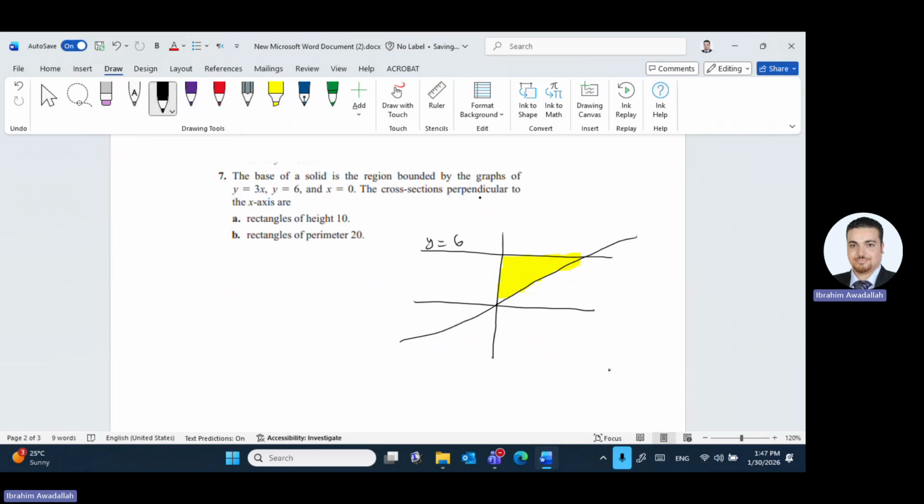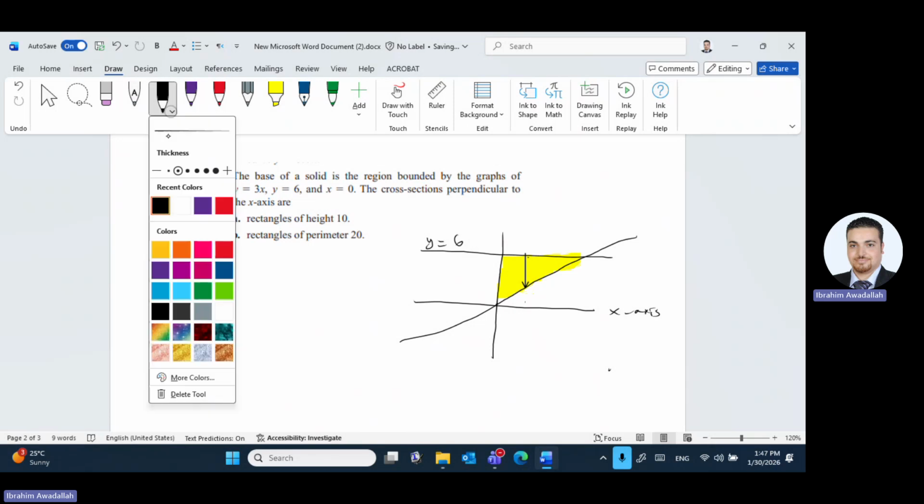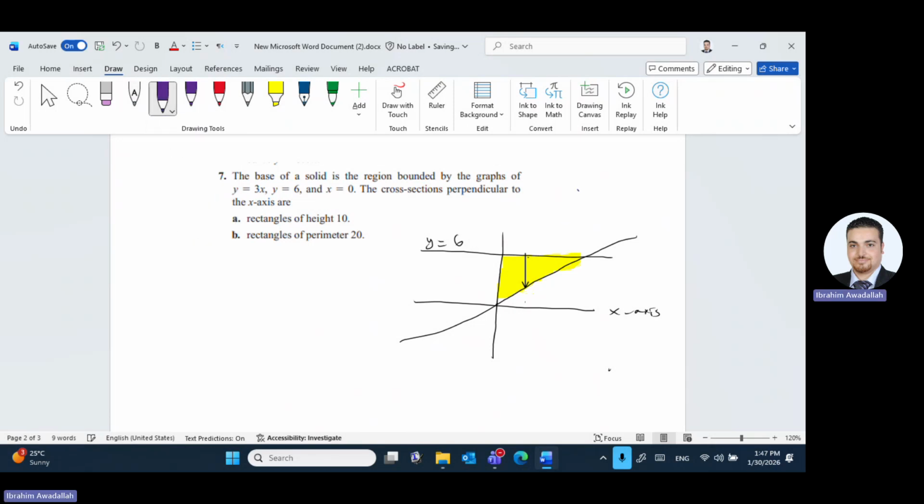Okay, the cross section perpendicular to the x-axis. This is the x-axis. Perpendicular to the x-axis means perpendicular at 90 degrees. One time I have perpendicular to the x-axis like this. One time I have rectangles, so one more time, cross section.